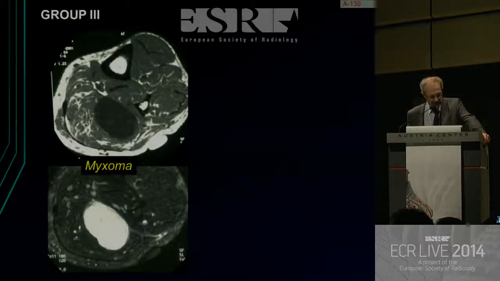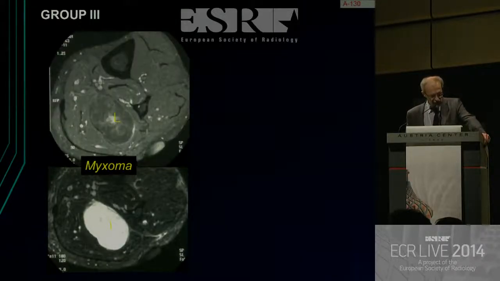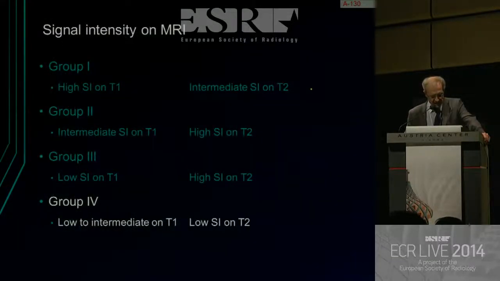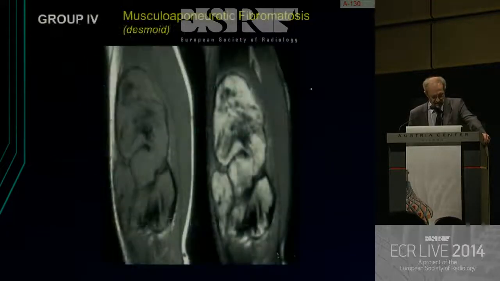In contrast, this lesion has a low signal intensity on T1, very bright on T2, and is showing only a little bit of enhancement. That's a myxoma. And the other type of tumor with myxoid tissue is a myxofibrosarcoma, which is very large and often shows necrotic areas. And the last group is the low to intermediate signal intensity on T1 and low signal intensity on T2.